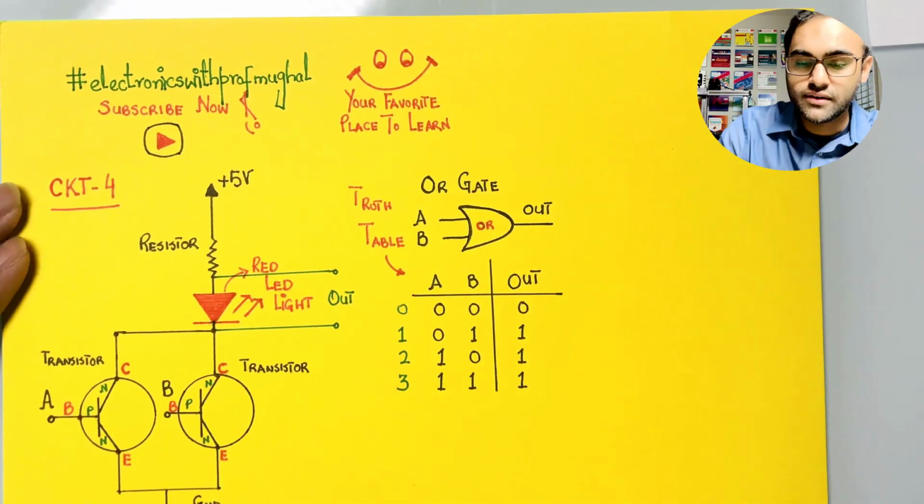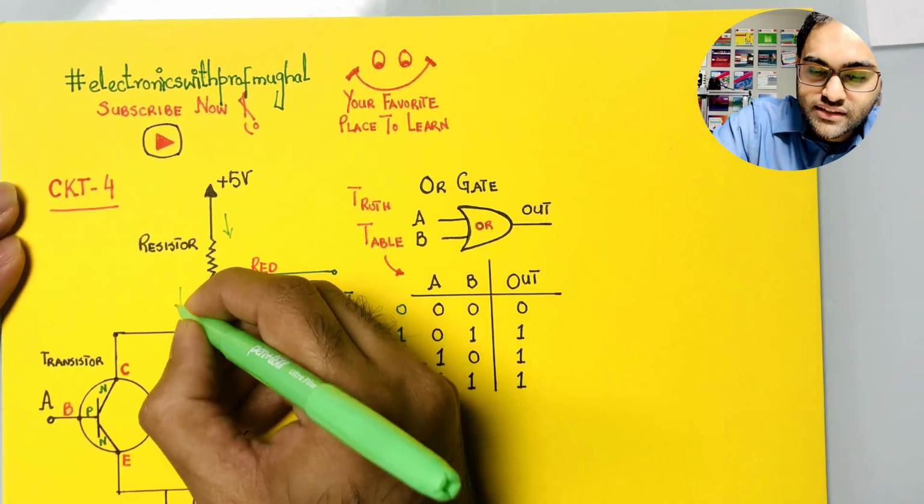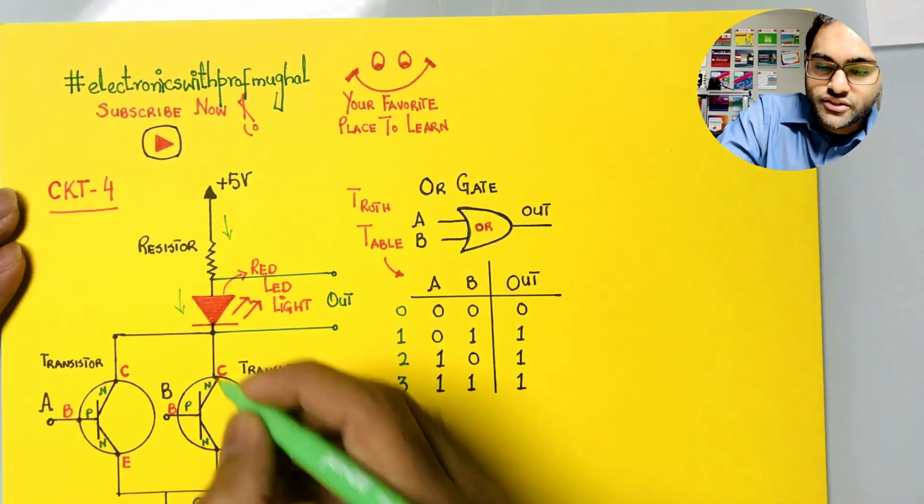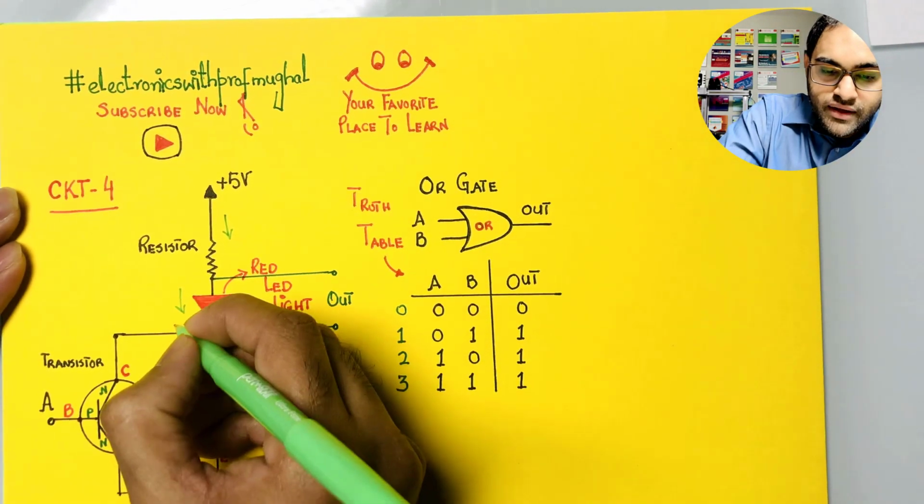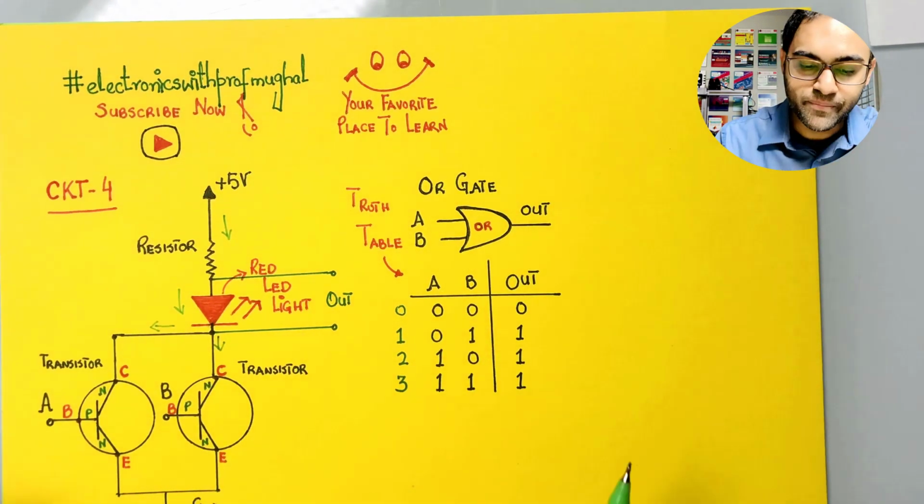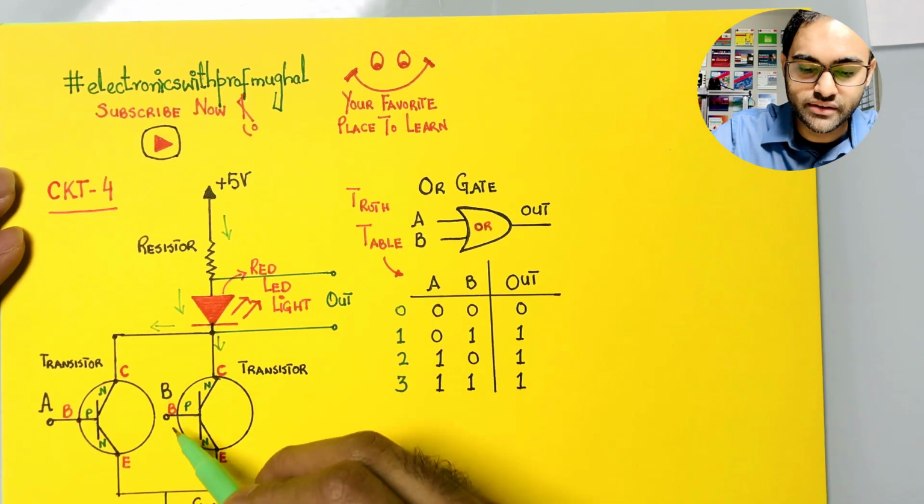Now what happens? 5 volts is applied, the current goes past the resistor, goes past the LED, and then when it gets over here, it basically has two options. Either it can go here, or it can go here. Both transistors are of the same kind. If you notice here, I have these already labeled. This is the collector terminal, this is the base, this is the emitter.